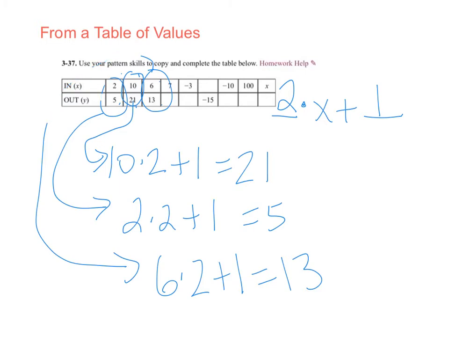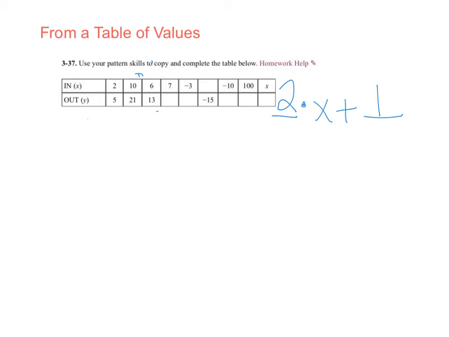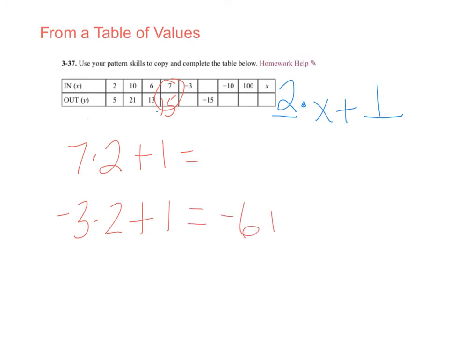So then let's use that to help us fill in the rest of the table. Let me clean my board here. So that means to get the value under 7, I'm going to do 7 times 2 plus 1. That's 14 plus 1, so that's 15. I'm going to do negative 3 times 2 plus 1. Negative 3 times 2 is negative 6, plus positive 1 is negative 5.